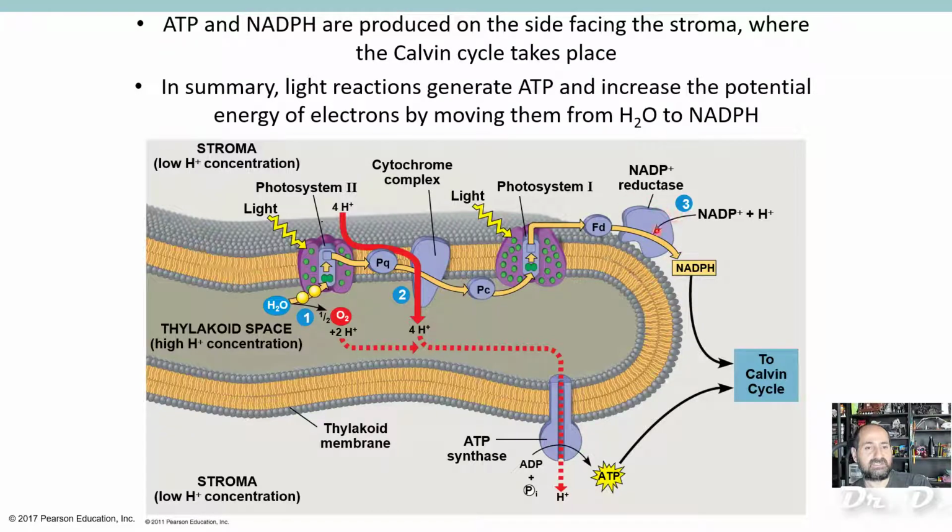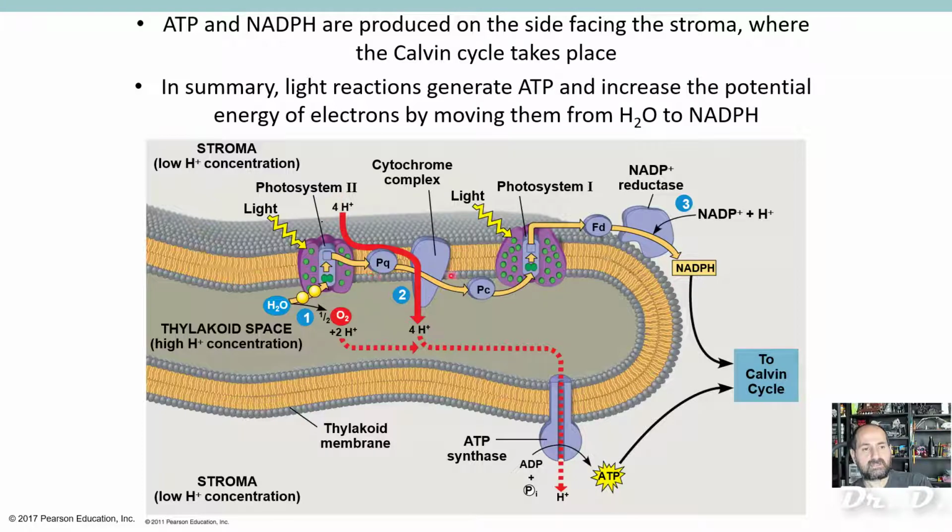It is the enzyme that gives the electrons that just came to it to NADP plus along with a random proton, which forms NADPH. So you reduce NADP plus to NADPH with the incoming electrons from this light harvesting complex process. The enzyme responsible is called NADP plus reductase, and now you have the NADPH that you need.